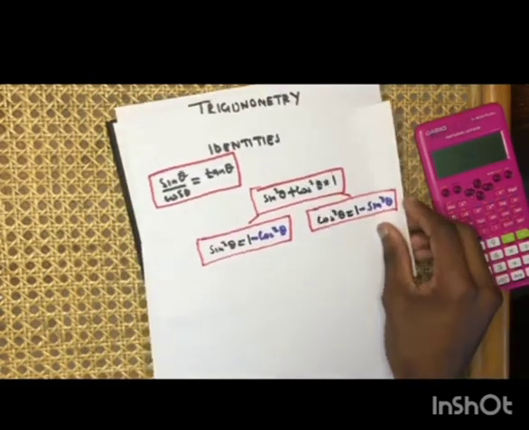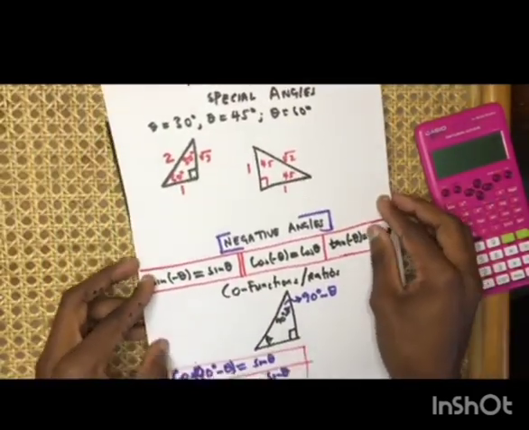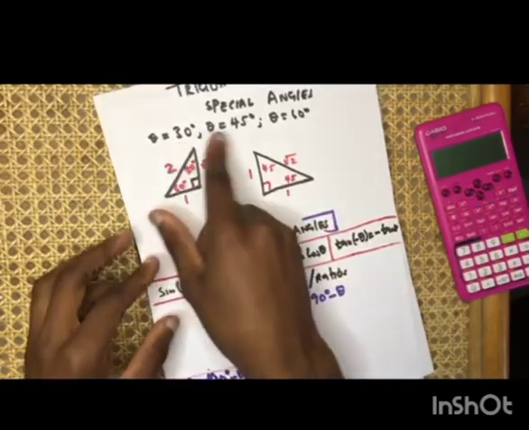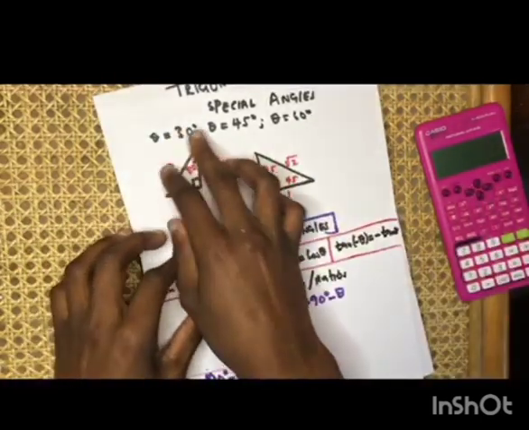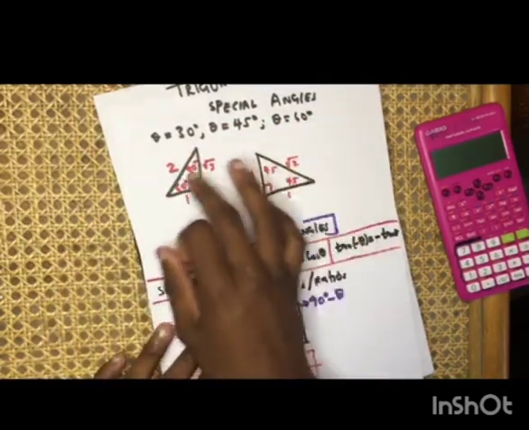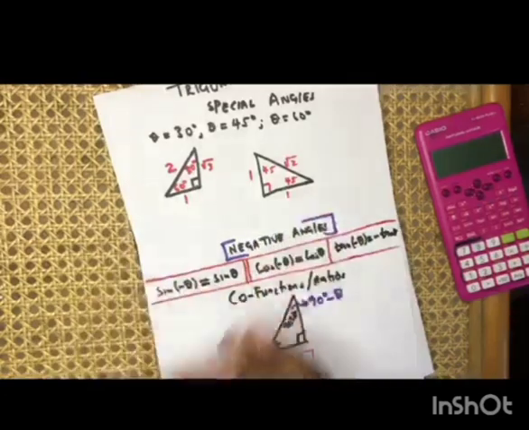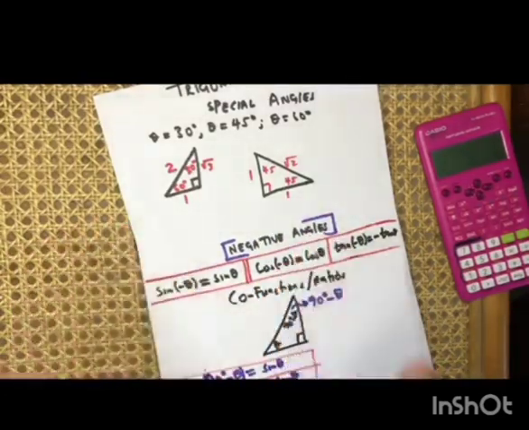You have to remember this. You have to remember also your special angles: 30, 45, 60, and also the other special angles, but we are using 30, 45, and 60 degrees. And this diagram we did in grade 10. We are going to explain more about this whenever we're doing grade 11 trigonometry specifically.